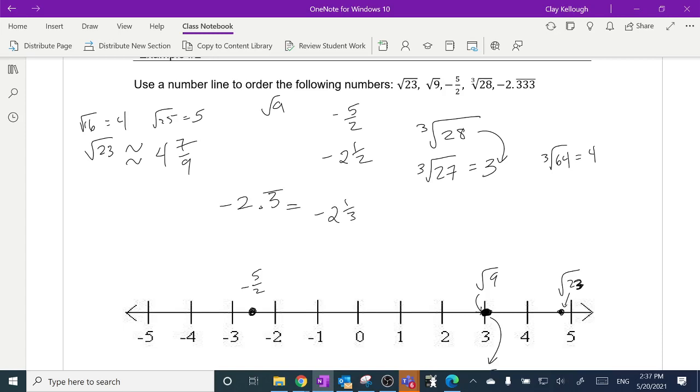So negative 2. Now, hang on a sec. If this was negative 2 1/2, where's negative 2 1/3? It's not as far over. So that one goes there. That one is negative 2 1/3.